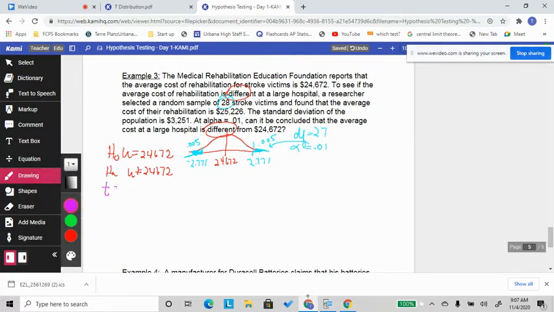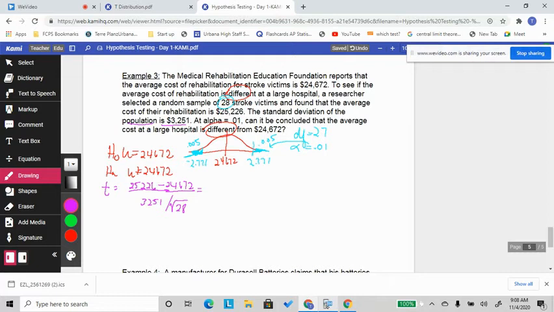Okay, t equals, we go get the sample mean of 25,226 minus 24,672. Sample standard deviation, or it wasn't the sample, it was the population, but that's okay. It's even better that we have one to use, and the square root of 28. A lot of people put 27 here. You only use the 27 for finding your critical value.